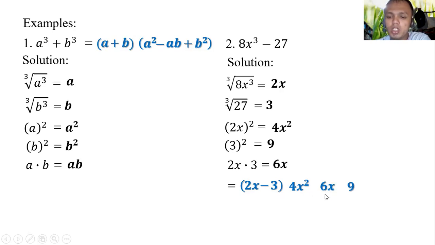So 6x here. And then what is the sign in between 4x squared and 6x, and 6x and 9? If minus in the first factor, followed by plus. So all plus here when it is minus there. Then enclose in parentheses.